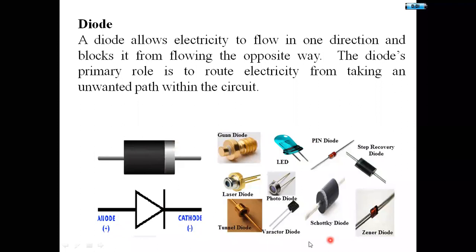These are the different types of diodes. You will learn these diodes, the function of each and every diode, in the upcoming classes. This is the Gunn diode, LED, PIN diode, step recovery diode, laser diode, photodiode, tunnel diode, varactor diode, Schottky diode, Zener diode. These are the special diodes.